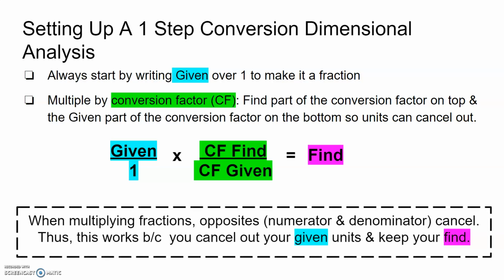Now, the reason why this works is because when you multiply fractions, things that are in opposite positions will cancel out. Something that's in the numerator, like my given's in the numerator over here, and then it's in the denominator in the second fraction, will cancel out. And that's what you want in this case. You want the given units to cancel out because you're trying to get rid of those and convert that into your find.